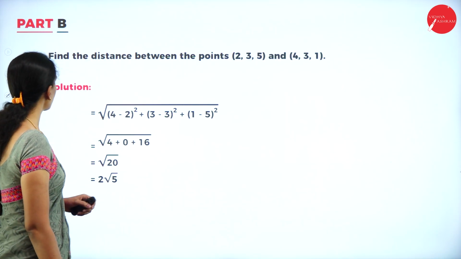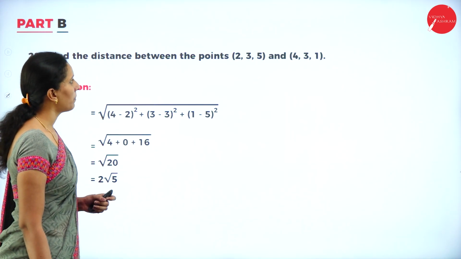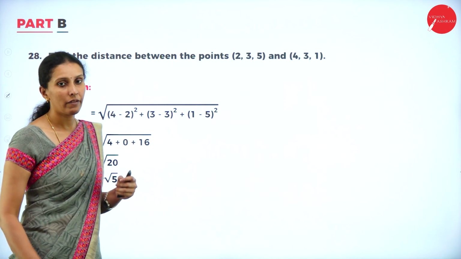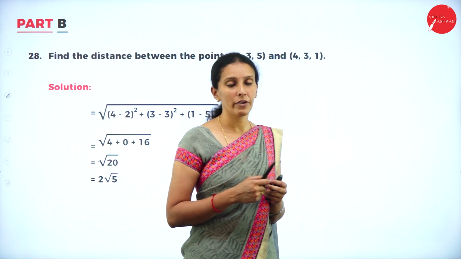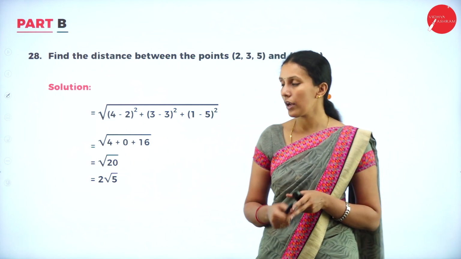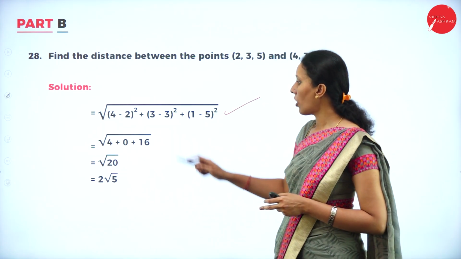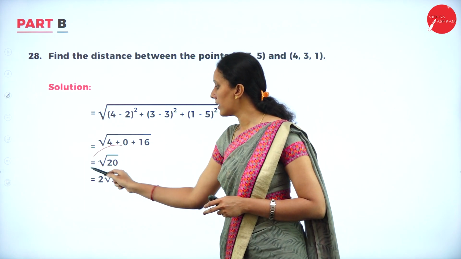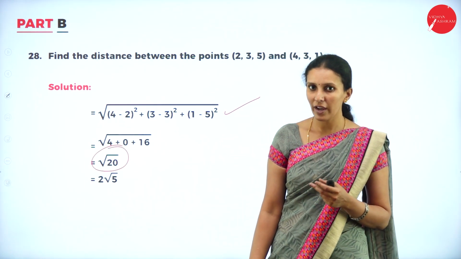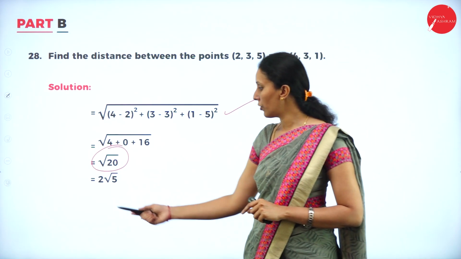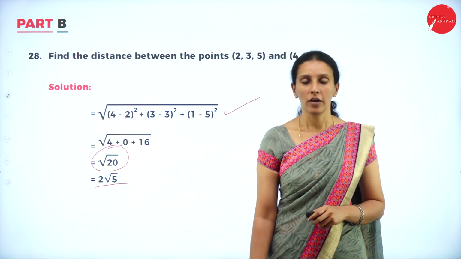Next one. Find the distance between the points (2, 3, 5) and (4, 3, 1). Use the distance formula: x2 minus x1 whole square, y2 minus y1 whole square, z2 minus z1 whole square, and substitute here. On solving this, you will get the answer as root 20. Root 20 can be written in the form of 4 into 5. 4 can be taken out of the root. Hence, the answer is 2 root 5.